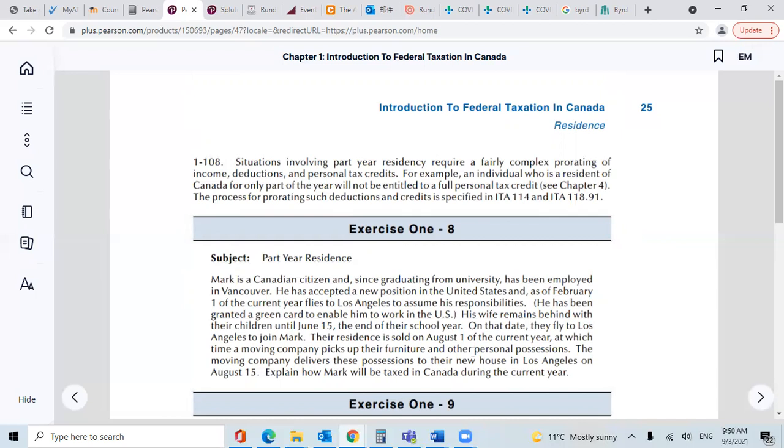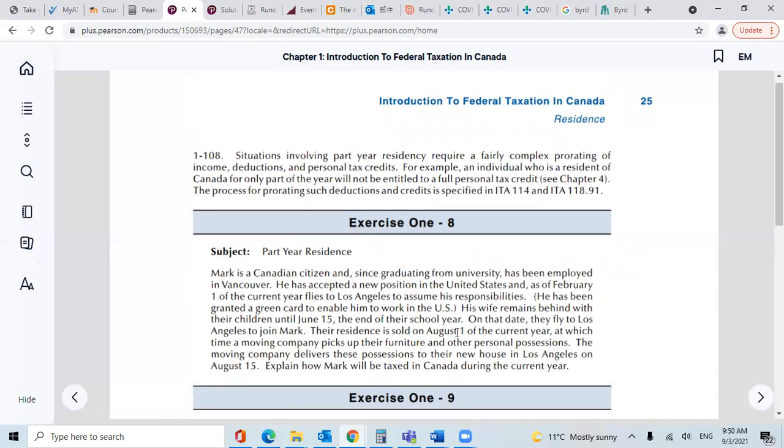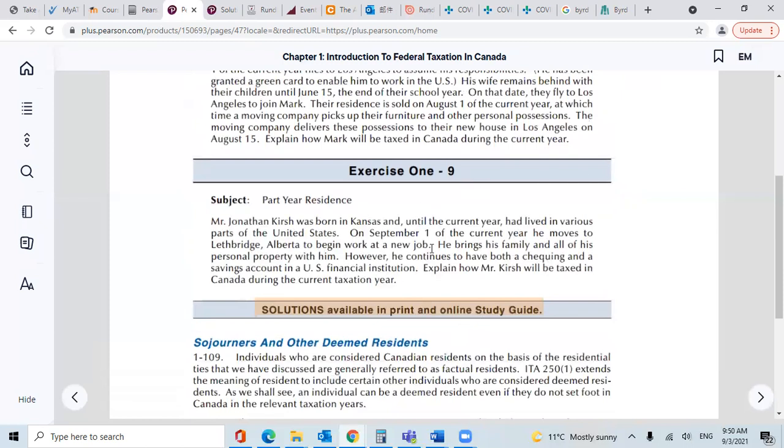We need to remember all those rules to compare the latest date of departure from Canada. Similar for exercise 1.9, so you can just go ahead and do the exercises. The good way for those exercises is you can always go back to the solutions. You can just click, and you will see all those solutions.